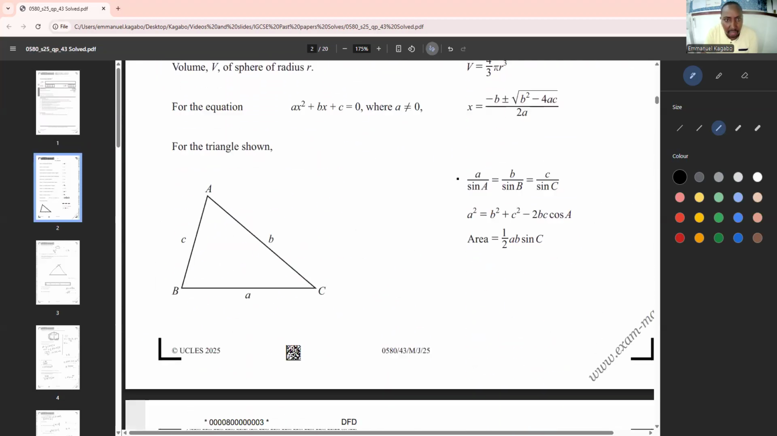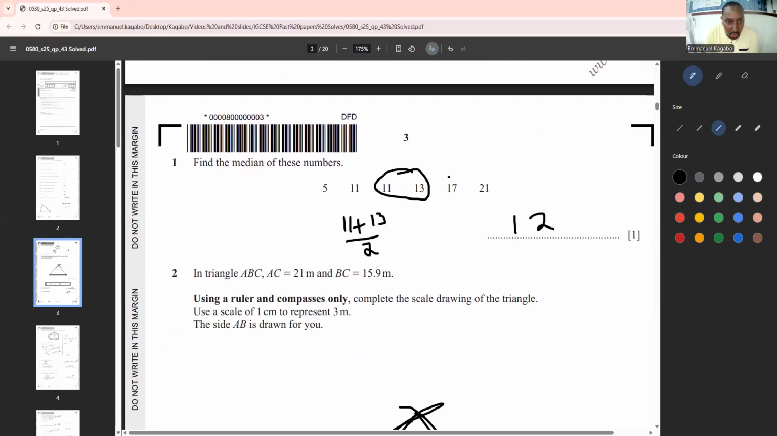The formulas are given, so I don't need to care about that. This was question 1. Find the median of these numbers. You are lucky, because they arranged the numbers from the smallest to the largest. There are very many methods you can use. Let me use just cancelling. They already arranged them from ascending to descending, so you are remaining with 2 numbers in between. You add and divide by 2.